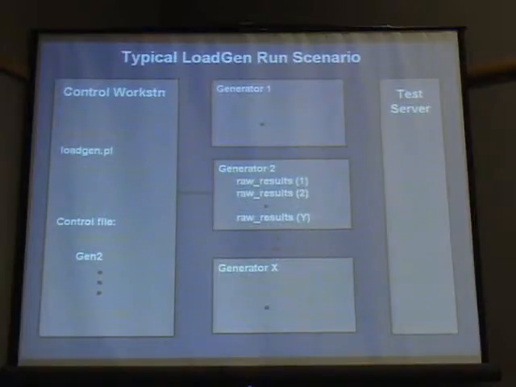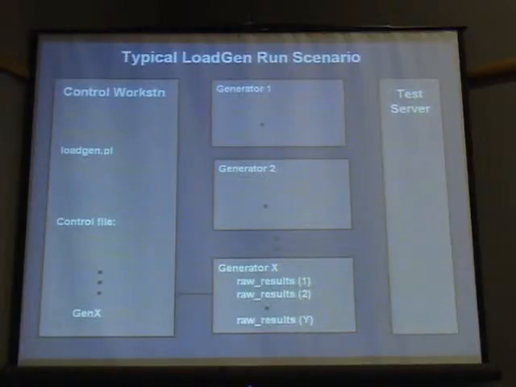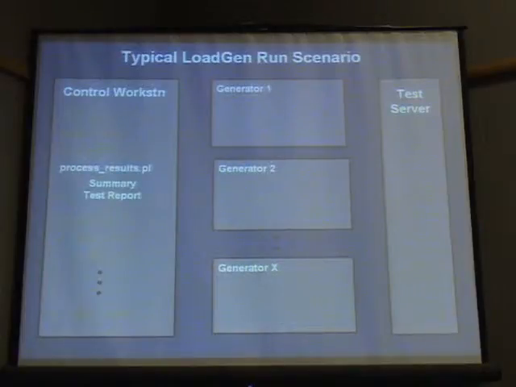Again, retrieving raw results from all the generators one at a time until they've all been retrieved. And once they've all been retrieved into the control workstation, the next thing you want to do is run a script called process results. That produces a test summary report, and I'll show you an example of that later in the presentation.